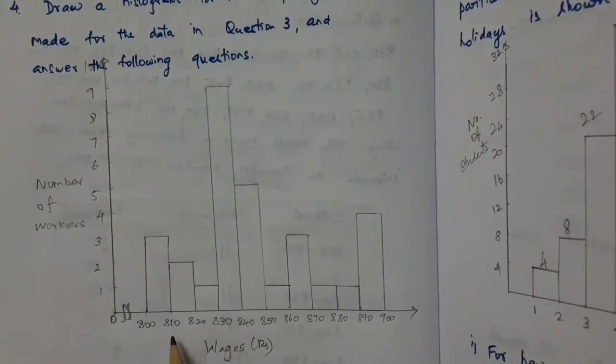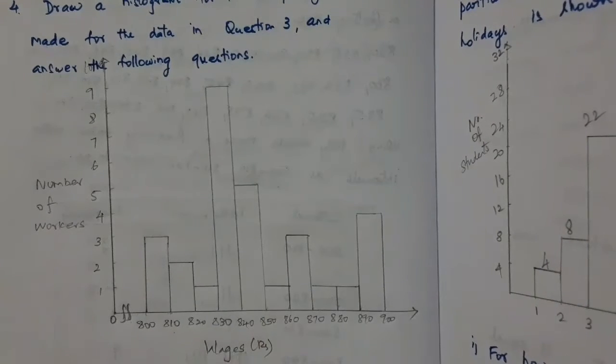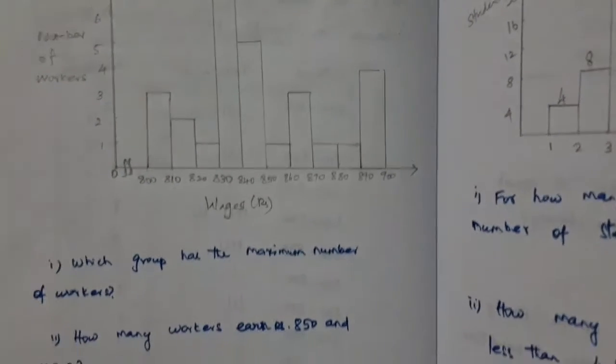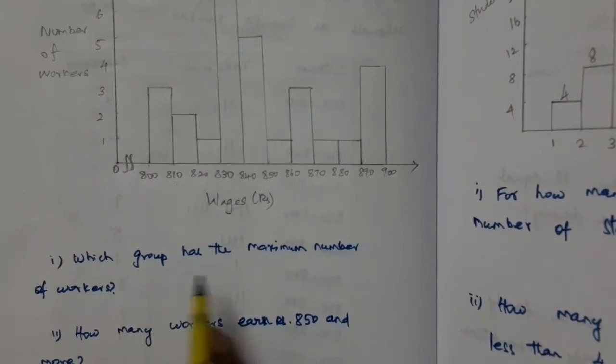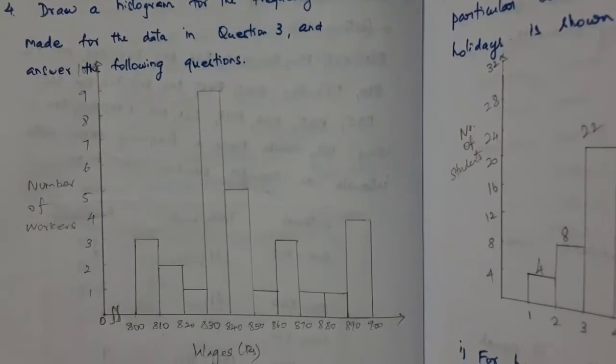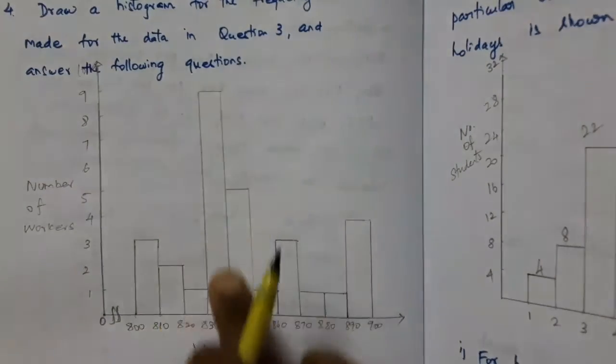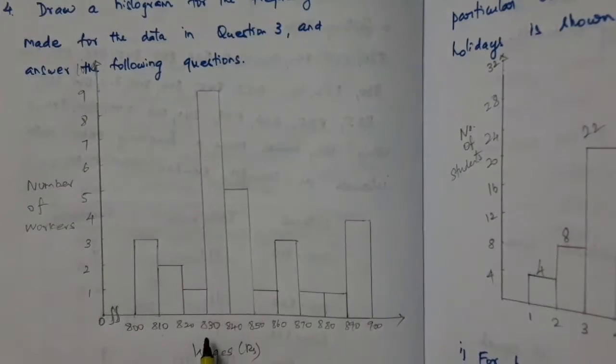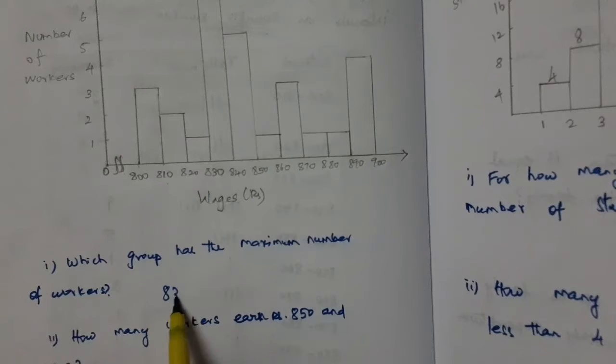So from the frequency distribution table we have drawn, you can make this table, you can make this plot. The first question is, which group has the maximum number of workers? So from the plot we can see that this is the highest. So we can see 830 to 840. So I can write 830 to 840. This group has the maximum number of workers.